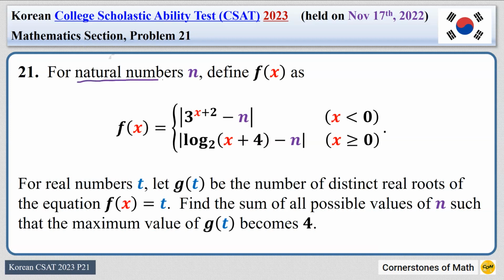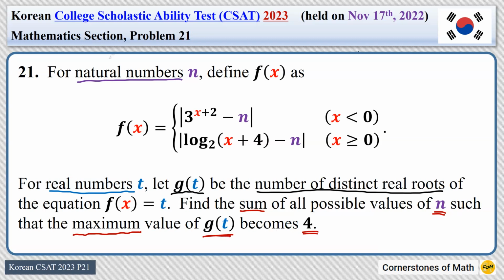For natural numbers n, define f(x) as the absolute value of 3 to the power of x plus 2 minus n when x is negative, and the absolute value of log base 2 of x plus 4 minus n when x is non-negative. For real numbers t, let g(t) be the number of distinct real roots of the equation f(x) equals t. Find the sum of all possible values of natural numbers n such that the maximum value of g(t) becomes 4.